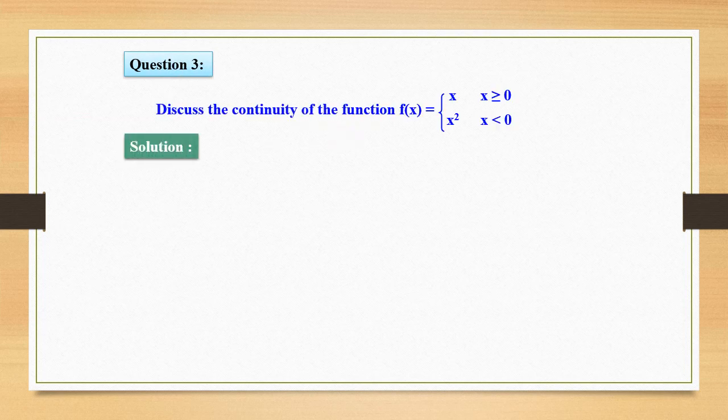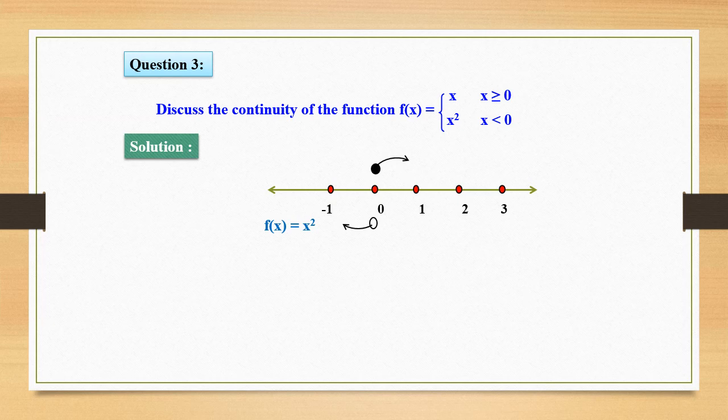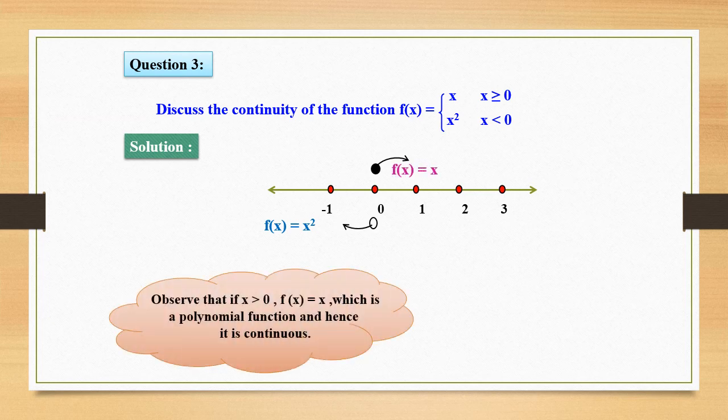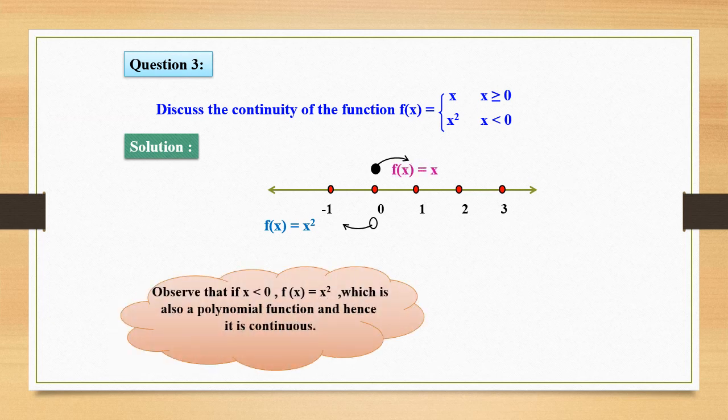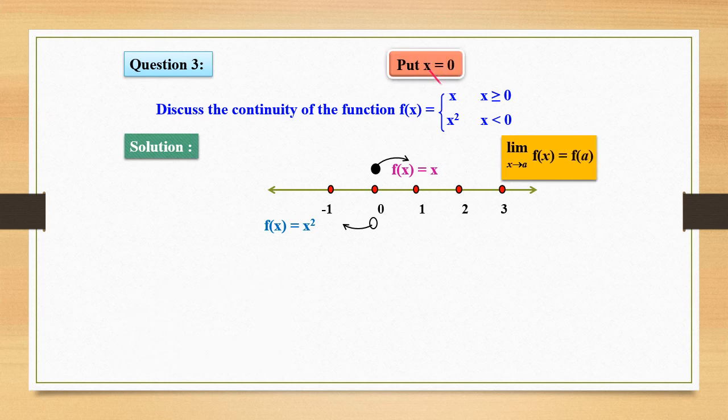Question 3. Discuss the continuity of the function f of x is equal to x when x is greater than or equal to 0, and x square when x is less than 0. So the function is divided into two parts, that is the value of the function less than 0 and the value of the function greater than or equal to 0. So we will check the continuity at x is equal to 0.